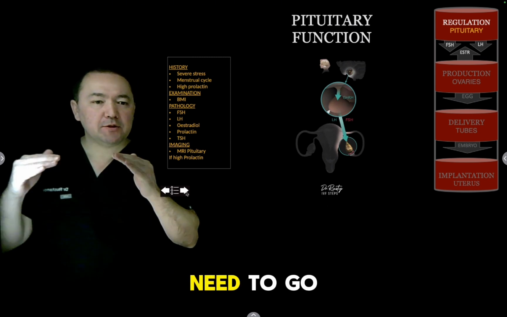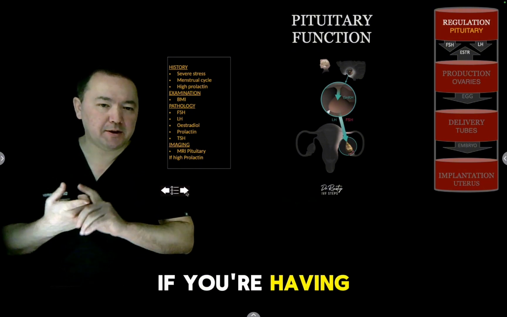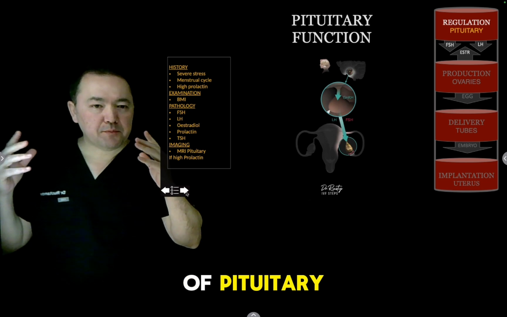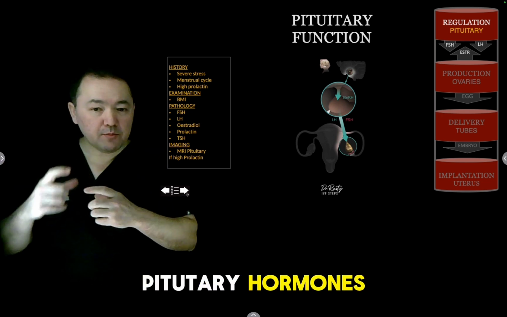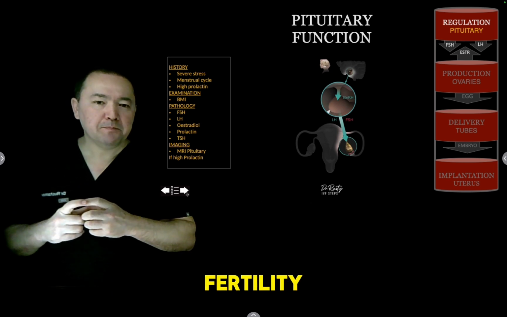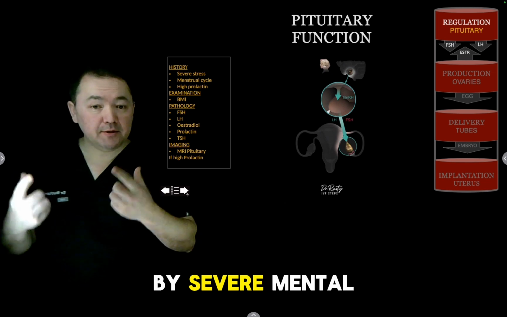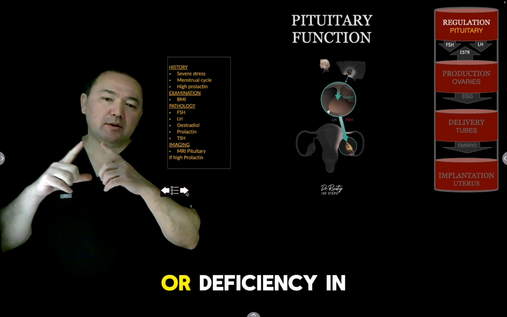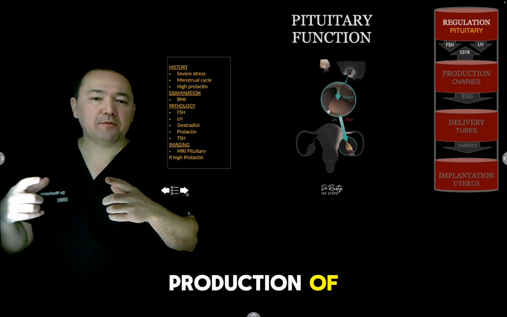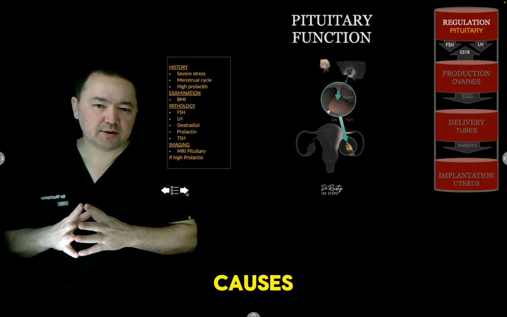For that, we need to go very systematically. First, we want to find out if you're having any problem at the level of the pituitary, any problem with the production of pituitary hormones, which regulate your fertility. The problem here is usually caused by severe mental or physical stress, or deficiency in production of FSH and LH hormones due to genetic causes or any other causes.